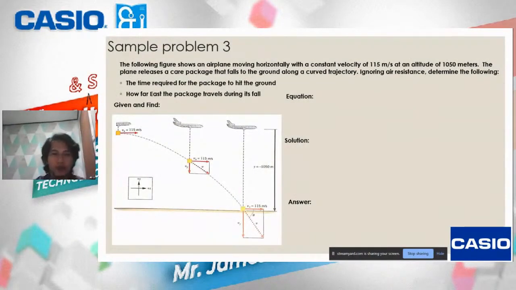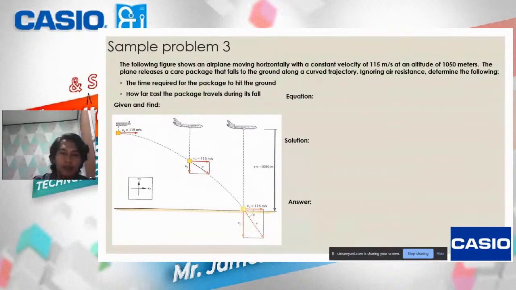Ito, medyo cute to, no? So the following figure shows an airplane moving horizontally with a constant velocity of 115 meters per second at an altitude of 1,050 meters. The plane releases a care package that falls to the ground along a curved trajectory. Ignoring air resistance, determine the following. The time required for the package to hit the ground.